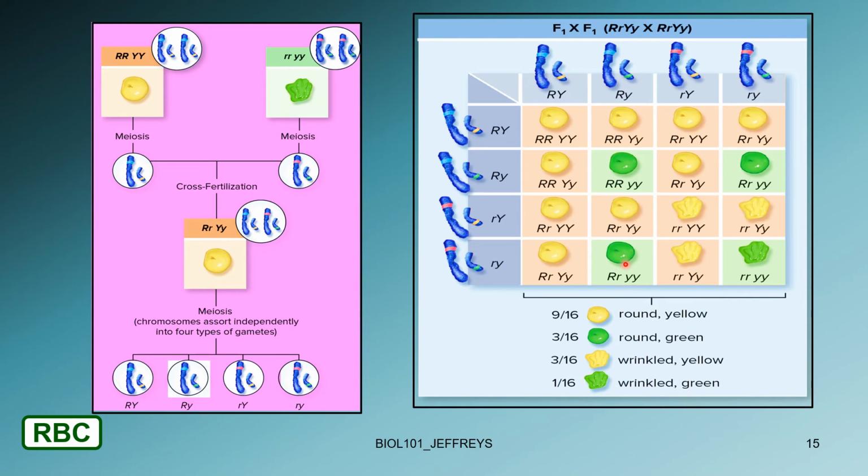Then you have round green, and round green. That's 3 round green plants. Then you have wrinkled yellow. So you have 3 wrinkled yellow plants, and then you have 1 recessive. So 1 wrinkled green right there in a 9:3:3:1 ratio. That's always going to play out. All right, always going to play out roughly 9:3:3:1 for a dihybrid cross. Good to remember that.